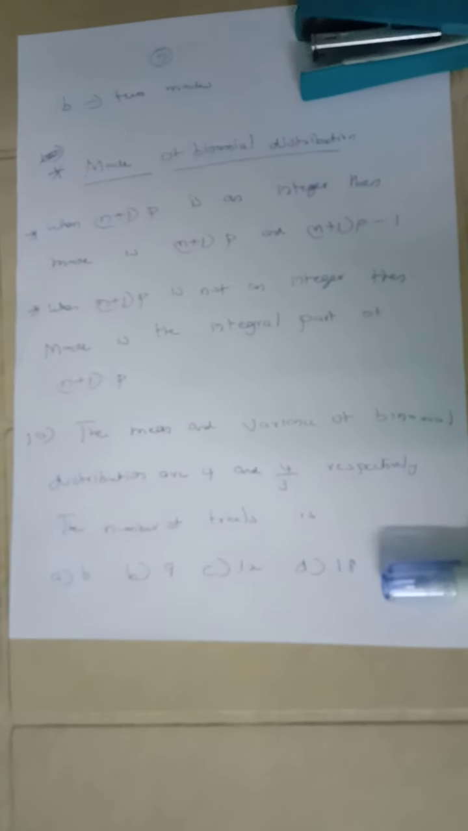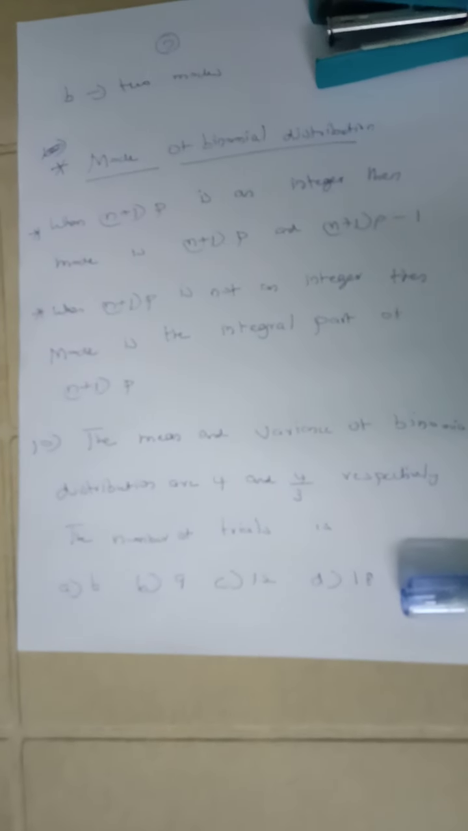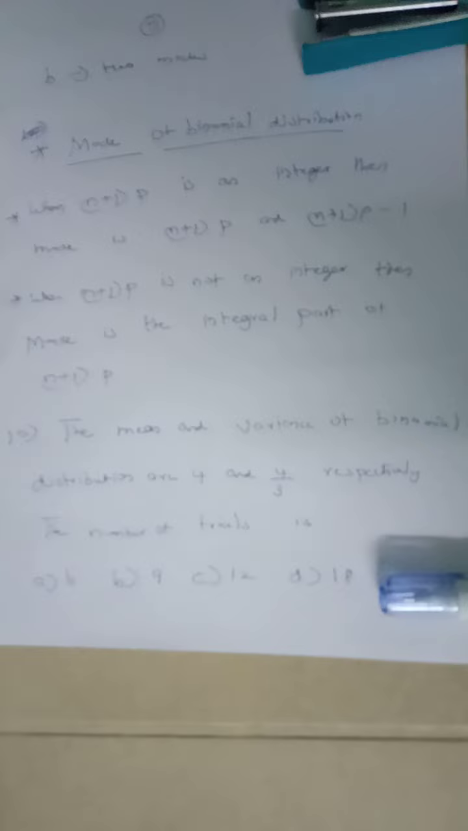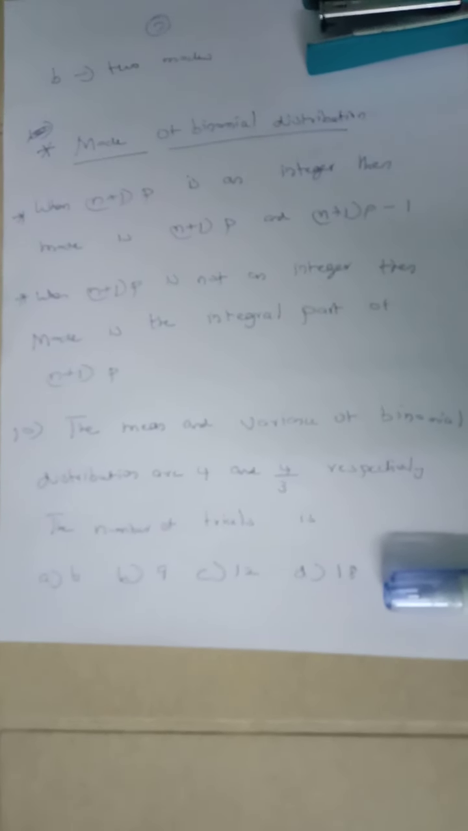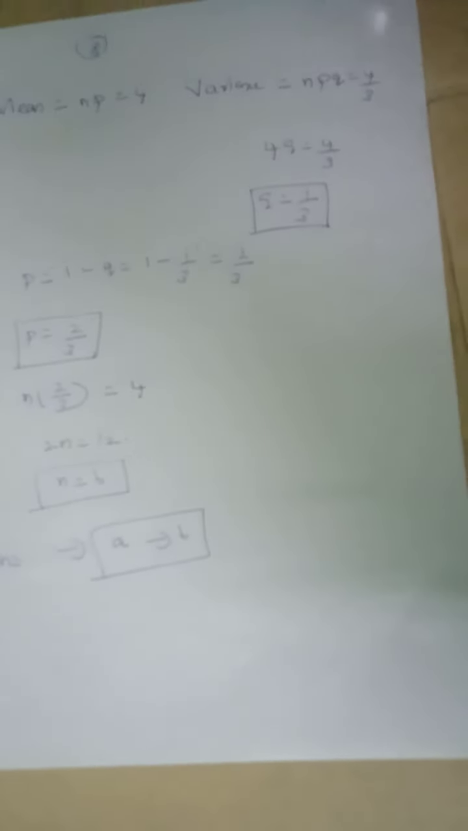Question 10. The mean and variance of a binomial distribution are 4 and 4 by 3 respectively. The number of trials is? So we need to find the value of n. The mean of binomial distribution is NP, which is given as 4. The variance of binomial distribution is given as 4 by 3. So NPQ is equal to 4 by 3. NP value is given as 4.